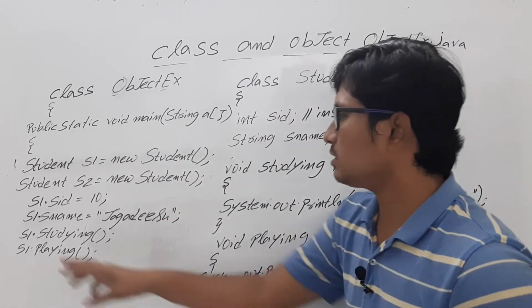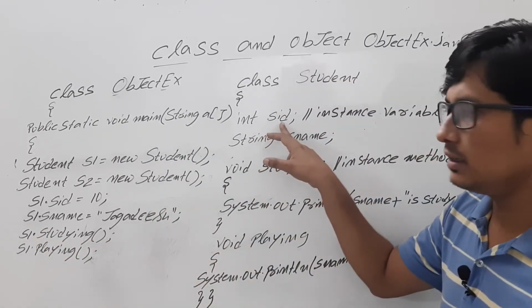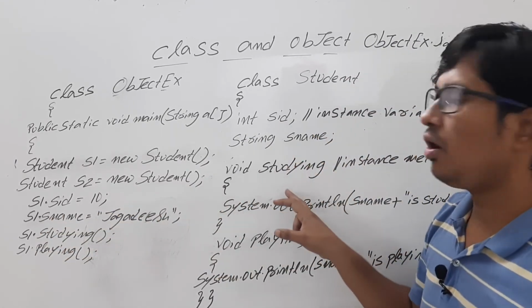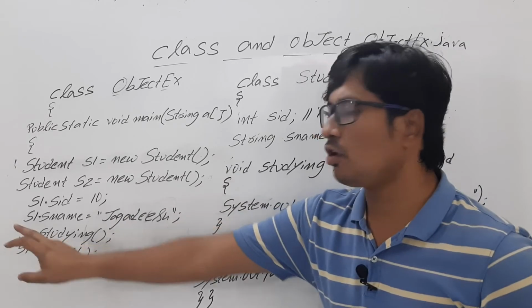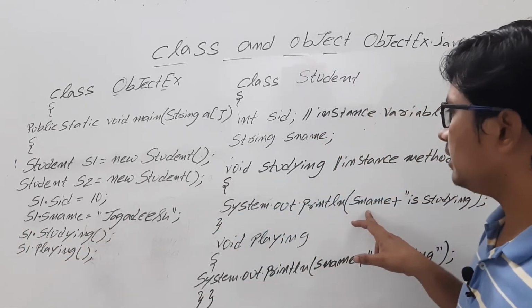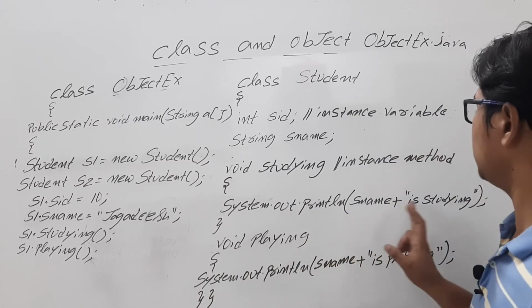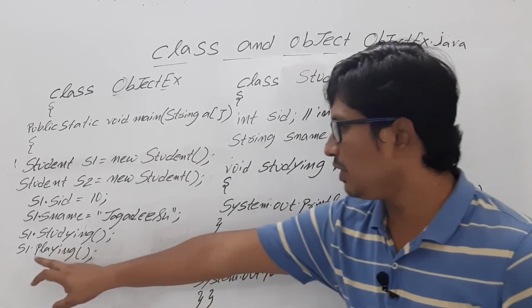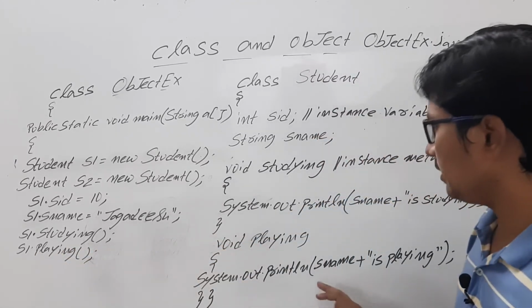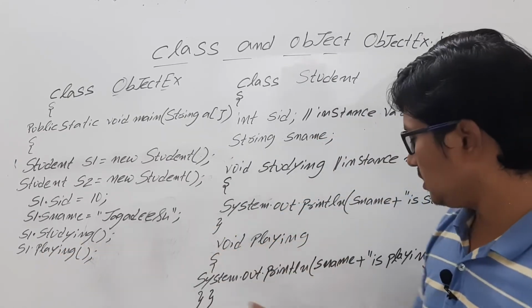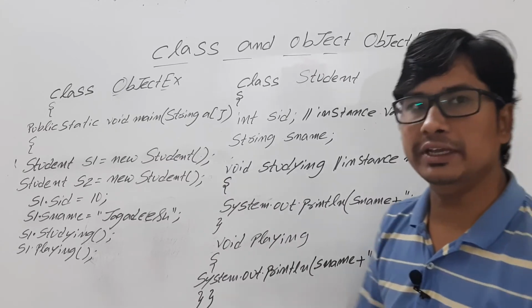For s1, sid is 10 and sname is Jagadish. So when you call the methods using the object s1, the name is Jagadish. Am I right? So it will display the output as Jagadish is studying. Similarly, when you call the method called playing using the object s1, as the sname is Jagadish, it will display Jagadish is playing.